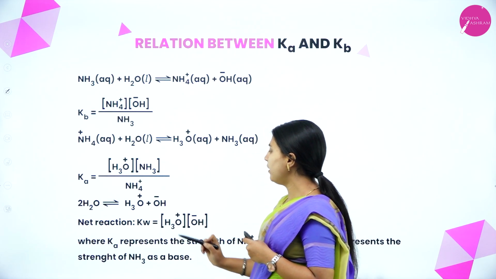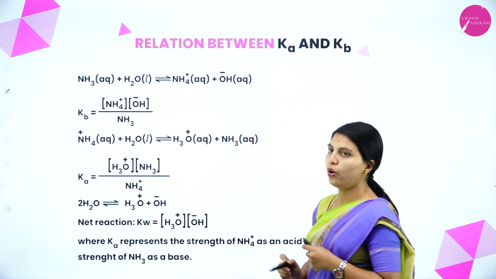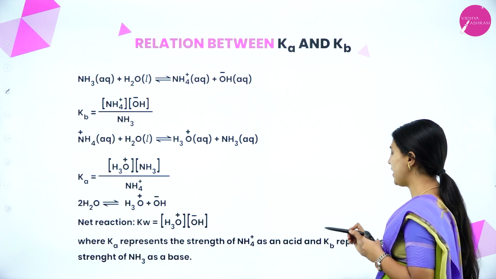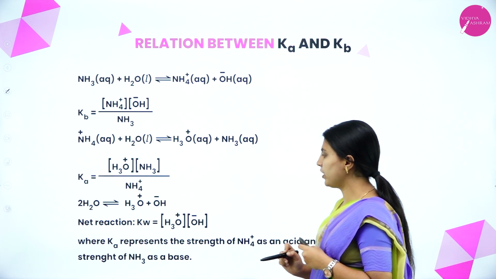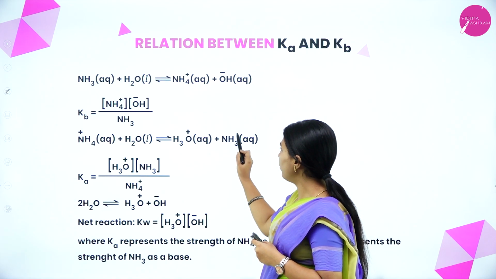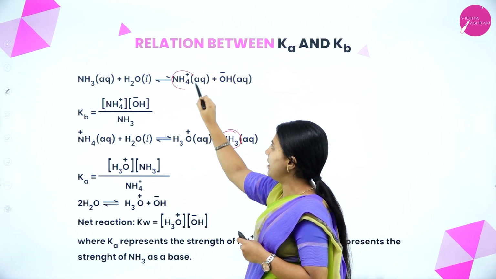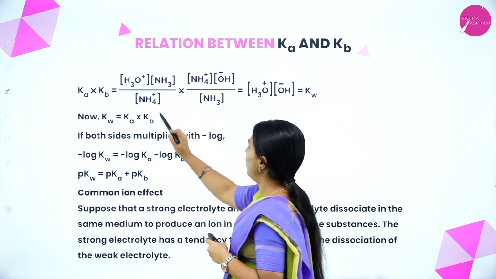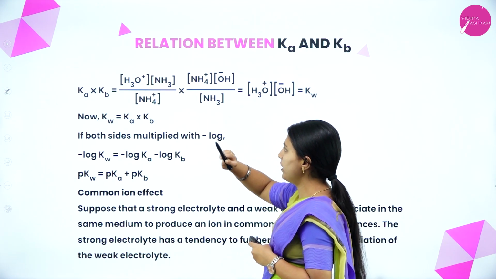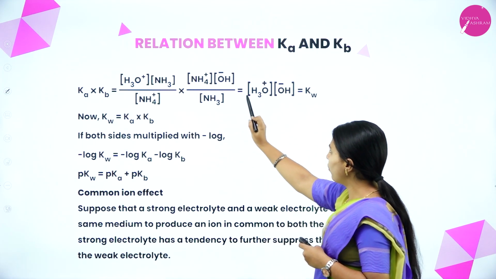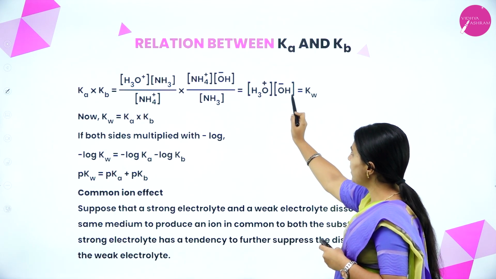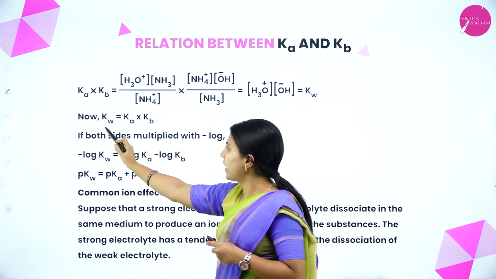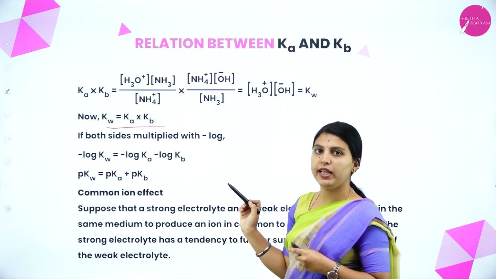Net reaction: Kw equals H3O plus into OH minus, where Ka represents the strength of NH4 plus as an acid and Kb represents the strength of ammonia as a base. Usually we know this is a base and this is an acid. That is how we have proved it here. Ka into Kb, H3O plus into NH3 by ammonia. This overall calculation will show H3O plus into OH minus will give Kw. Now what we have understood is Kw equals Ka into Kb.